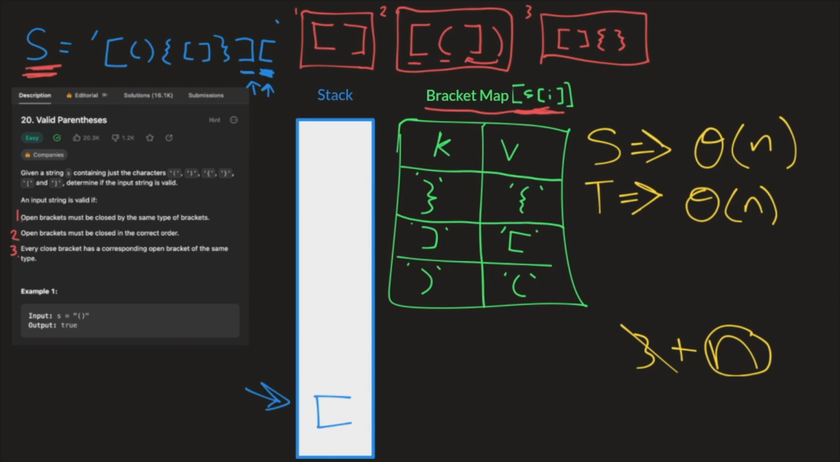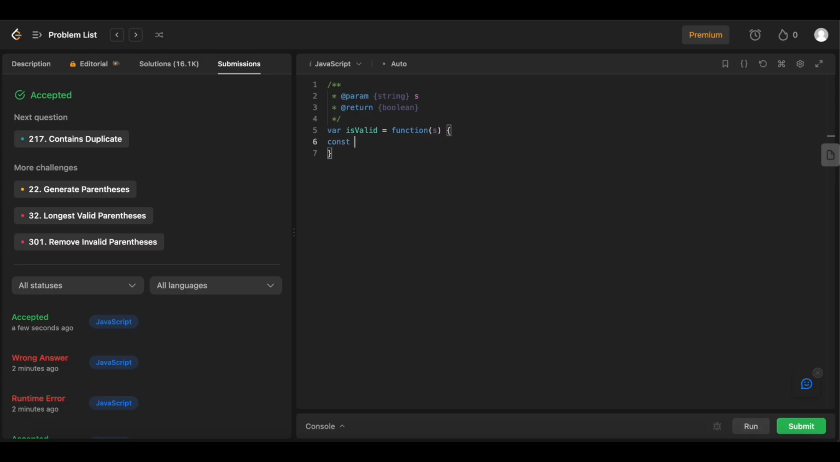Now let's go and implement that solution in both JavaScript and Python. So the first thing we'll do is create our data structures. We've got stack, which is equal to an empty array. And then we've got bracket map, which is equal to an object, and the object has 3 key value pairs. The first is going to be a closing bracket, and then an opening bracket as the value.